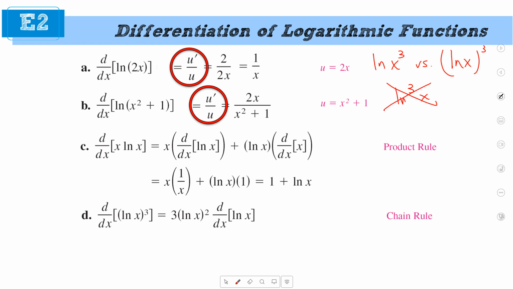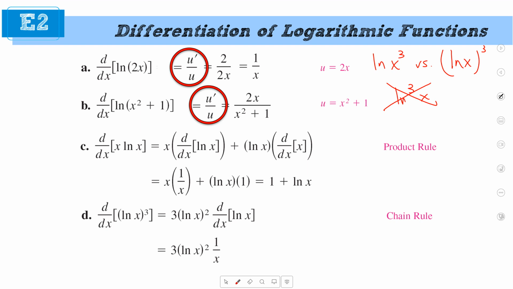Okay, Kira, back to you. Well, I did the first part for you. Bring the exponent down, reduce it by 1. Chain on the derivative of the thing inside. What's the derivative of the natural log of x? 1 over x. Boom.